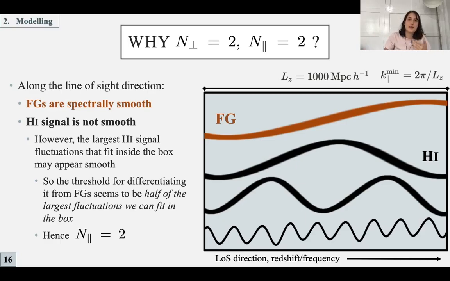But the fact that we get n parallel equals 2 is telling us that the threshold for being able to differentiate our signal from the foreground seems to be half of the largest fluctuations we can fit in the box. So that's this third curve here, which is half of the largest fluctuations. And you can see here you have 2 fluctuations which fit inside the box, and this is clearly not smooth. But when you can only fit 1 fluctuation, this appears smooth. So the n parallel equals 2 limit actually makes some physical sense.